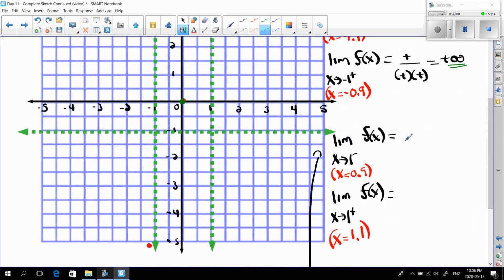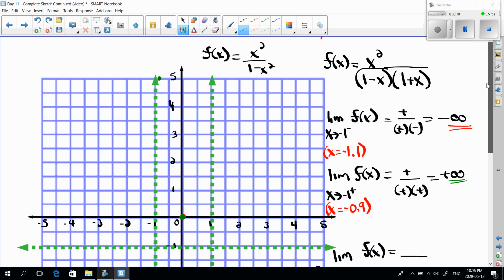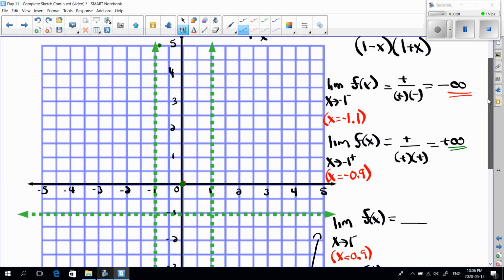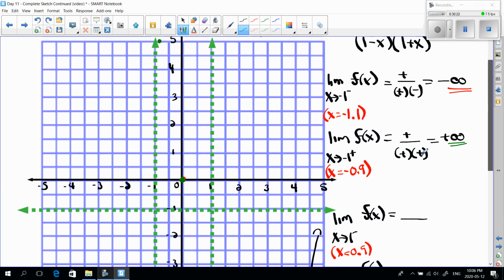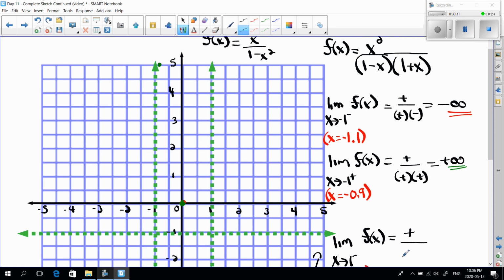Now I'm going to do the same thing for the left and right of 0.9. Remember, I'm plugging them into the original function. I want to see what's happening to the y values. So to the left of 1, I'm using 0.9. If I square that, I get a positive. 1 minus 0.9, that would be a positive. And 1 plus 0.9, that would also be a positive as well.